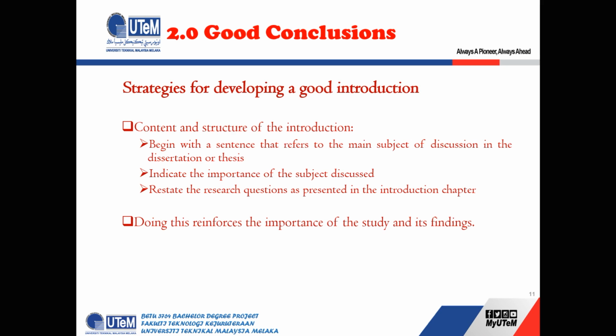So what are the strategies for developing a good introduction? First of all, the content and structure of the introduction. It should begin with a sentence that refers to the main subject of the discussion in the dissertation or thesis. It's the same thing that you have in Chapter 1, but the writing style or the sentence should be different. But it should reflect the same thing that we have mentioned in the objectives. It should indicate the importance of the subject discussed, and also it should restate the research question as presented in the introduction chapter. Whatever research question you have there should also be in the introduction part of the conclusion, so that the reader can understand it very clearly.